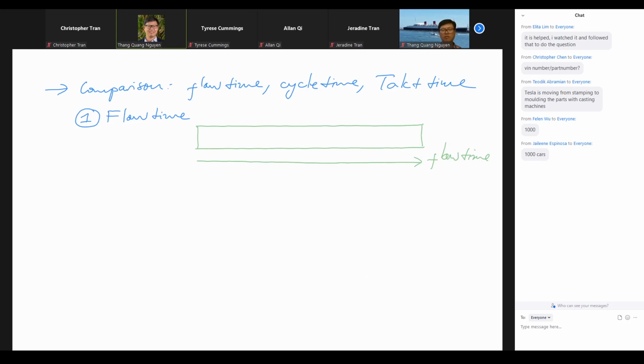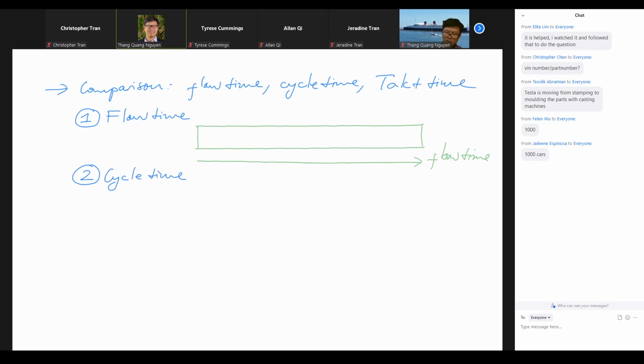The suppliers will bring the part to the front door, they take it in, turn the parts into the complete car. It takes about 17 to 18 hours. Right? We call that a flow time. The cycle time is different. The cycle time is the time gap between 2 consecutive units.